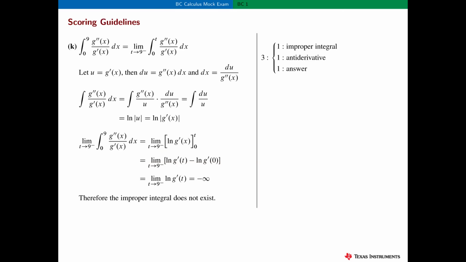Here are the scoring guidelines for Part K. This problem is worth 3 points. This first point is earned for recognizing and properly conveying that this is indeed an improper integral. In general, that means that there must be an appropriate limit presented. The second point is for the antiderivative involving the natural log function. And the last point is for the answer.